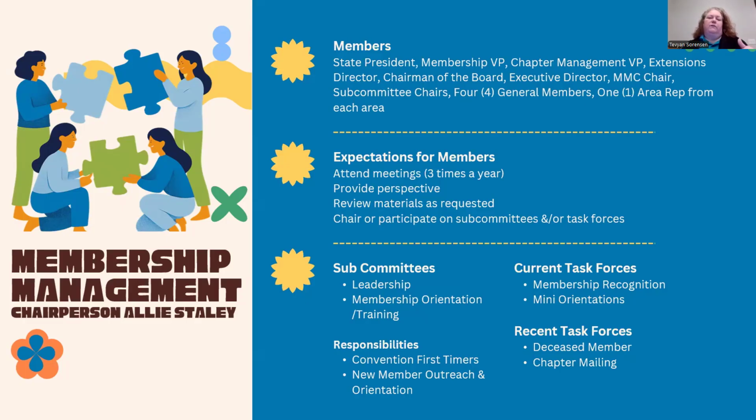We also have any official subcommittee chairs, and then again the 4 general members and an area rep from each area, which are the different districts that are combined. And again, those alternate 2-year terms with the odd areas being up in the odd years and the even areas being up in the even years.